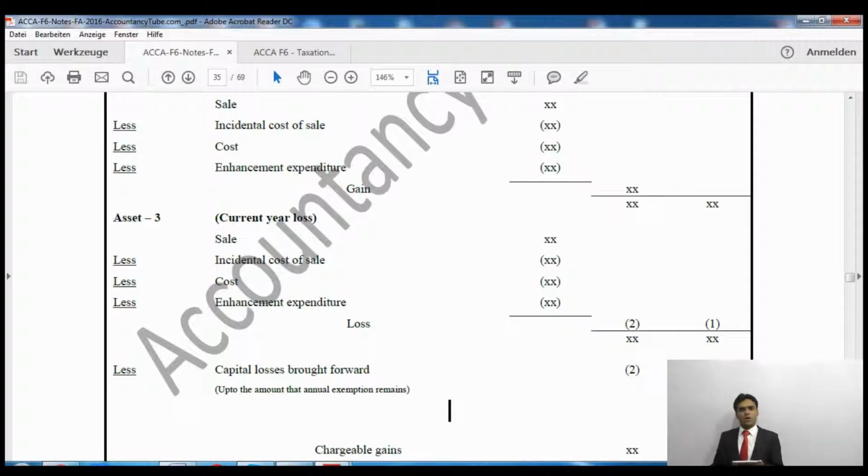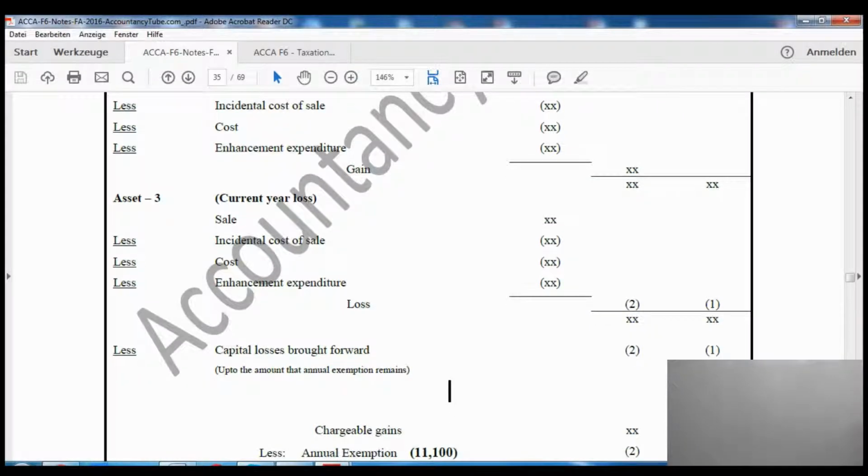Now while setting off the capital loss, our preference would be to set off against the assets not qualifying for entrepreneurial relief, as I said to you in one of the previous videos as well. The reason is that we will have to pay the capital gains tax at the rate of 10% anyway on the entrepreneurial relief assets. So if we set it off against the assets not qualifying, we will save more capital gains tax. If we set it off against the assets qualifying for entrepreneurial relief, we will save less tax because we will lose 10% of that anyway, assuming that the normal rate is 20%. So while setting off the capital loss, we will set off against assets not qualifying for entrepreneurial relief first, then against the assets qualifying for entrepreneurial relief.